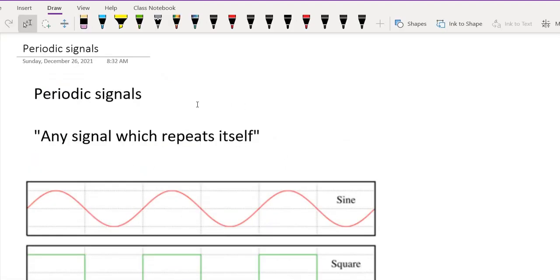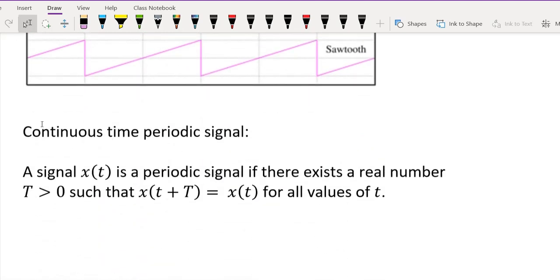This statement here does not really count as a definition because it's sort of vague. And if I give you a signal and want you to calculate its period, this is not going to really help you much. So we need a more precise and mathematical definition which will actually help us. So let's look at the definition of a continuous time periodic signal.